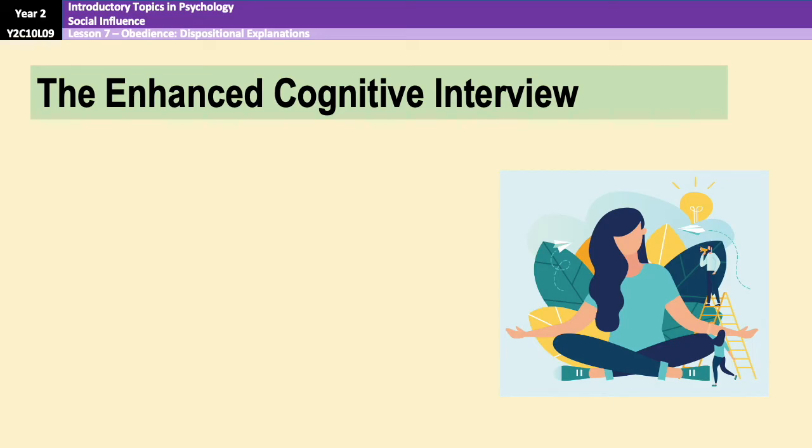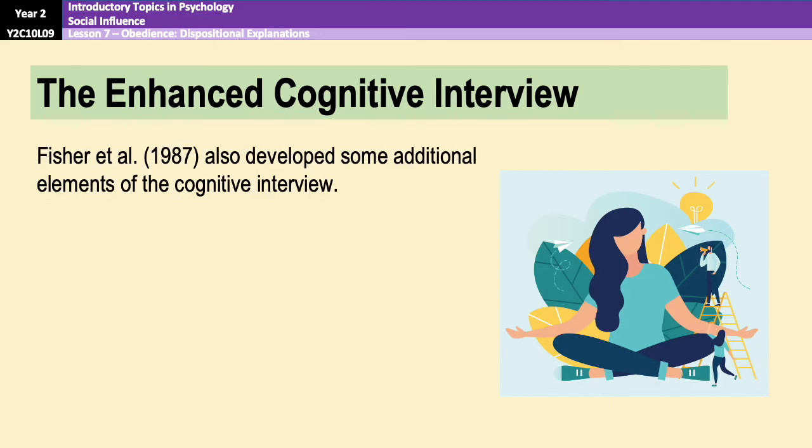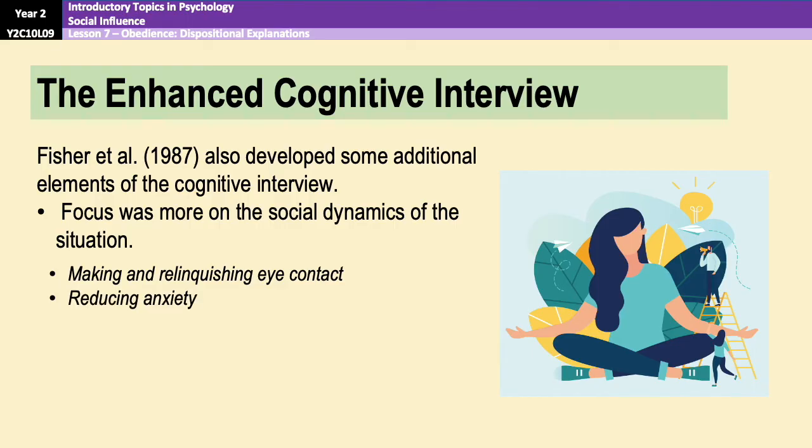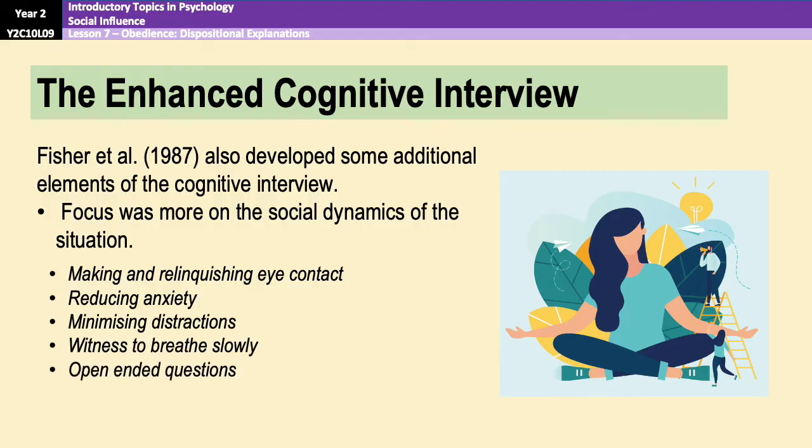Okay, so coming towards the end of the outline now, Fisher et al. also developed some additional elements of the cognitive interview where the focus was more on the social dynamics of the situation, and it was all about making the witness feel as calm and relaxed as possible. And this was called the enhanced cognitive interview. So this was all about things like knowing when to make eye contact and when not to make eye contact. Also about how to reduce anxiety in your witness, minimizing distractions, encouraging the witness to breathe slowly, asking open-ended questions, that kind of thing. Okay, so it's just another little add-on to the cognitive interview.